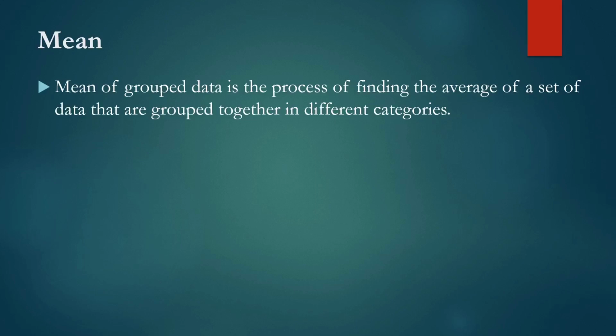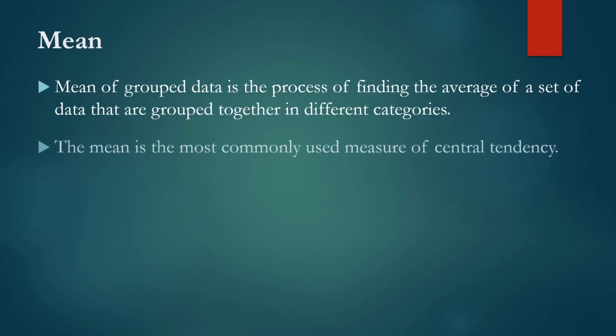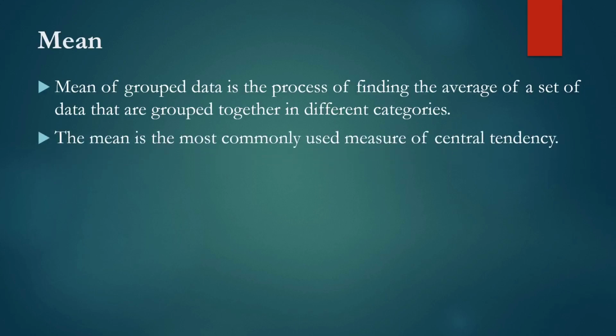Mean of group data is the process of finding the average of a set of data that are grouped together in different categories. The mean is the most commonly used measure of central tendency. Mean is considered as the average of the data. To determine the mean of group data, a frequency table is required to set across the frequencies of the data, which makes it simple to calculate.